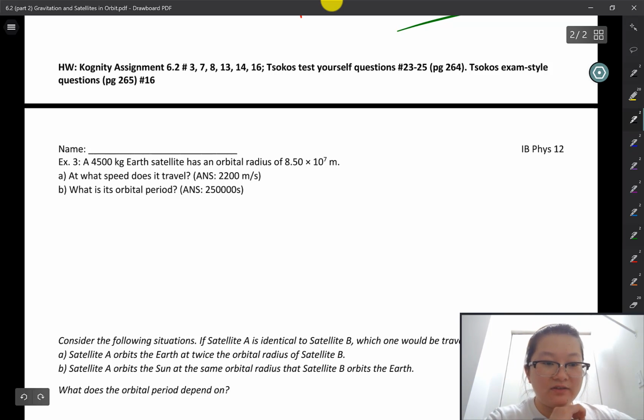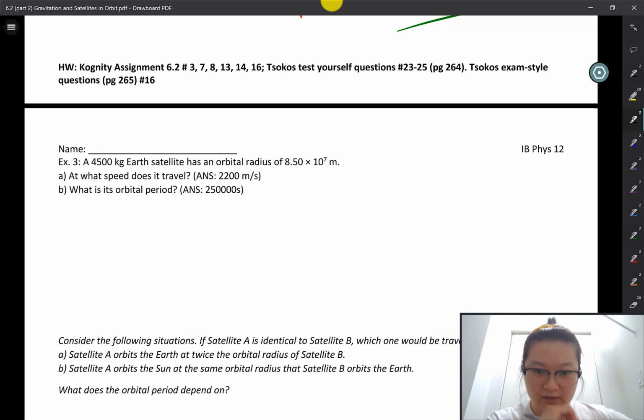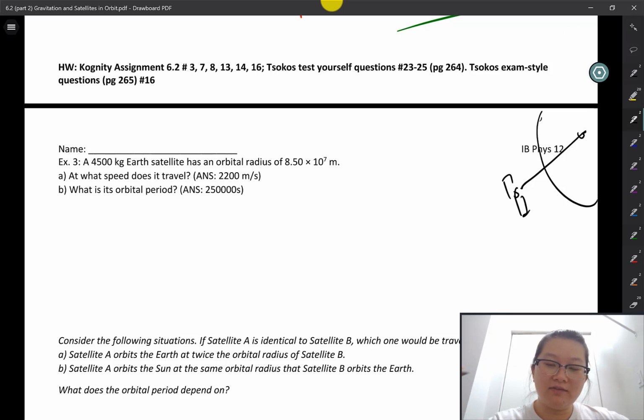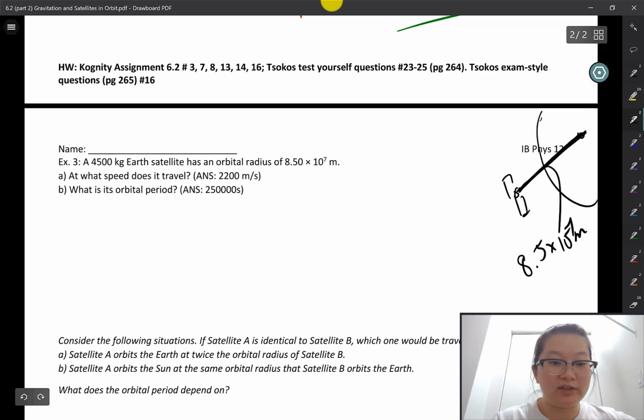A 4,500 kilogram Earth satellite has an orbital radius of 8.5 times 10 to the power of 7 meters. Okay, key thing about orbital radius: whenever you see orbital radius, it's exactly the distance from the center of the Earth to the satellite itself. So you don't have to add the radius of the Earth on top of that. It's exactly from where the satellite is to the center of the Earth. This value here is 8.5 times 10 to the power of 7 meters, as said in the question.